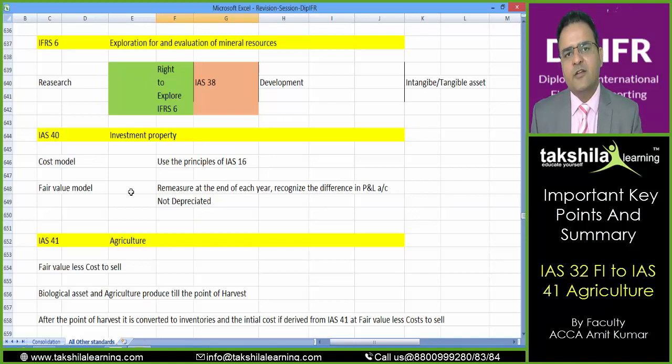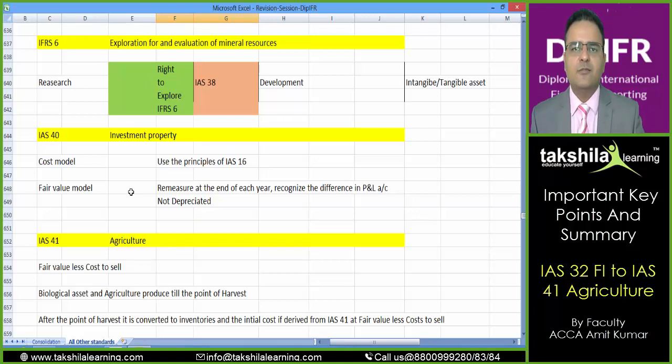Now it was decided that investment properties will have two models, cost model or fair value model. Cost model means we'll continue to follow the accounting which we have been following under IAS 16 property, plant and equipment. There is no change in accounting. The only difference now is that we are classifying that land and building separately, its location, and we are telling the world that this land and building is being held for capital appreciation and renting it out to others. It is not being consumed into the business.